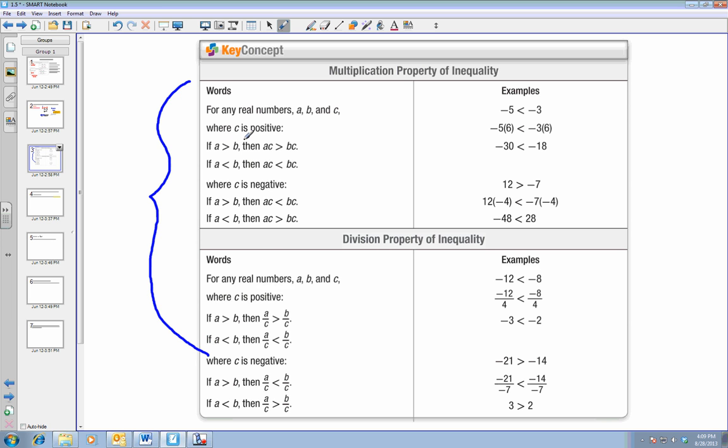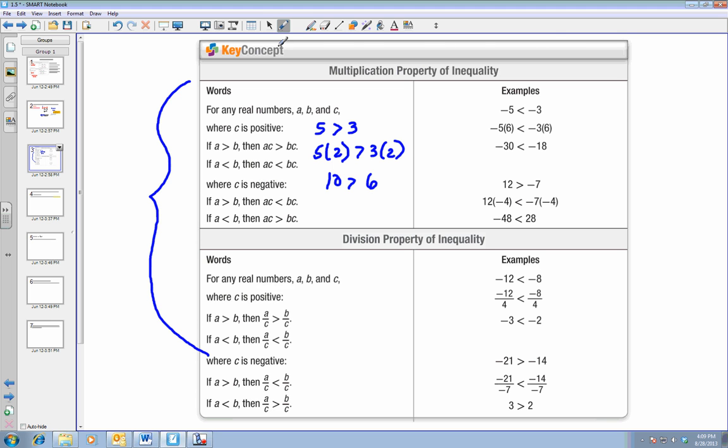It says if A is greater than B, so I'm going to choose two numbers. I'm going to say my A is 5, my B is 3. So 5 is greater than 3. Then if I multiply those same numbers by the same number, I'm not going to change that inequality. 10 is greater than 6, and that's still true.